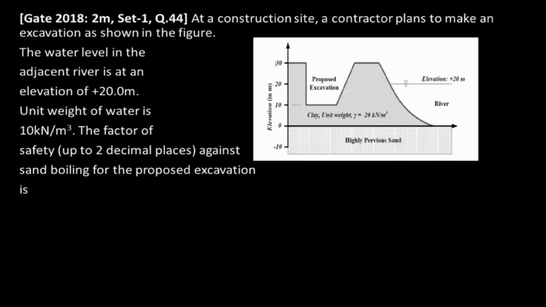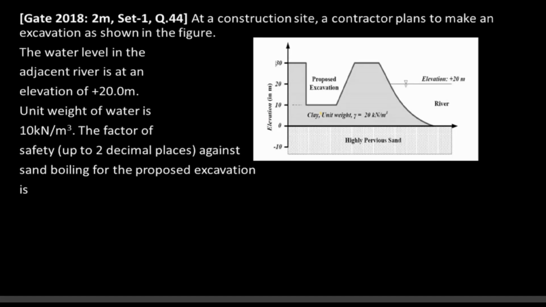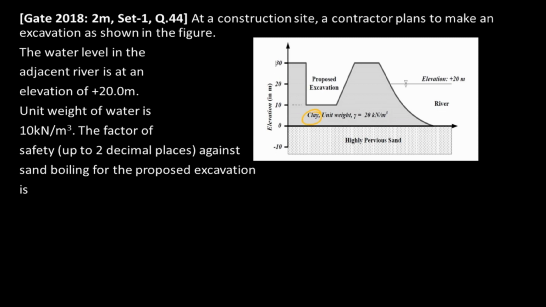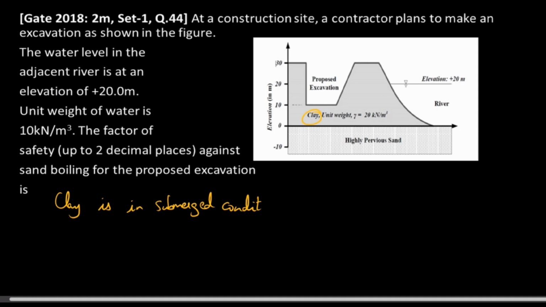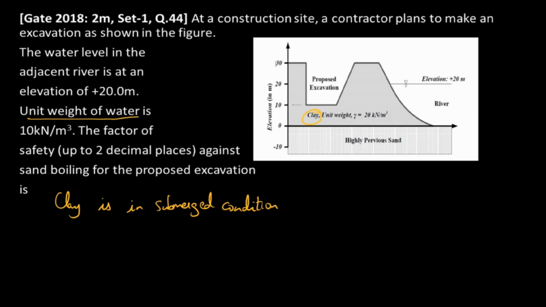From this question, we can know that the clay is in a submerged condition. They have given the unit weight of water as 10 kilonewton per meter cube.